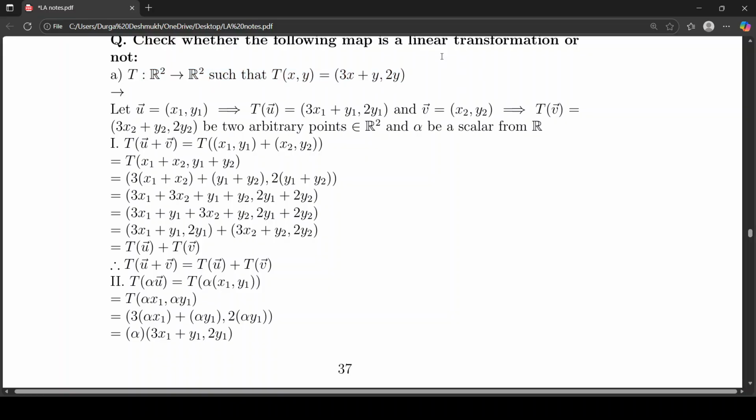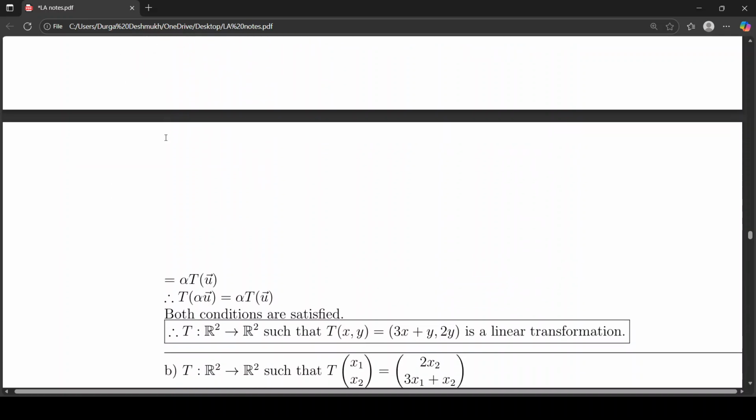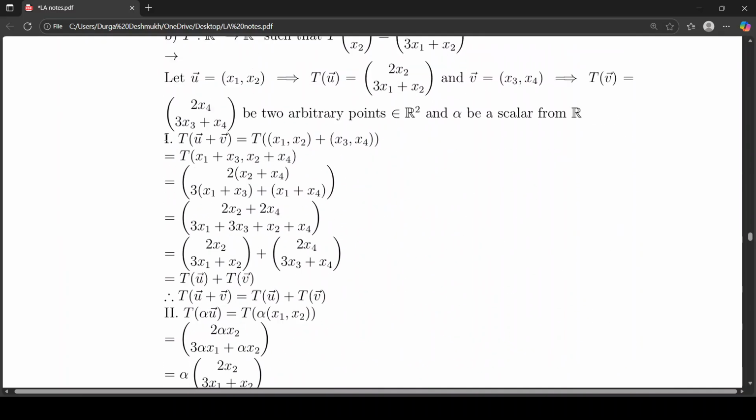So first we will begin by considering two random elements u and v from the first vector space, which here is R2, and take a scalar element from the field R over which the spaces are defined. Then we will check both the conditions. If both the conditions are satisfied, then the given map is said to be a linear transformation, else it is not a linear transformation.